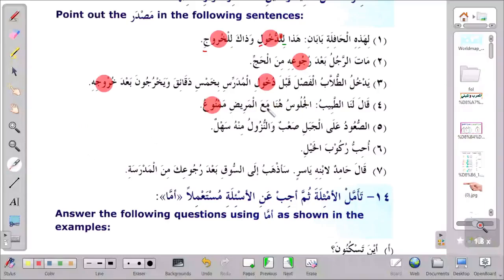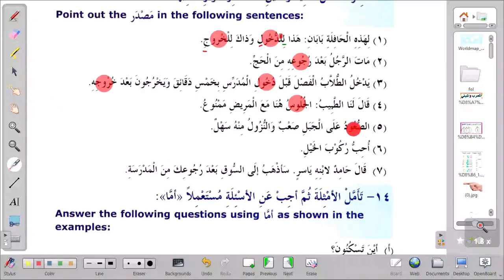So al-julus huna, let's highlight it. This one is it. Al-julus is the masdar. Mamnu' is not a masdar. Sorry. Yes, mamnu' is not a masdar. Mamnu', I think it should be ism maf'ul. Yes, it's an ism maf'ul. Inshallah, later on we'll look at ism maf'ul. Okay, in grammar it is an ism maf'ul.